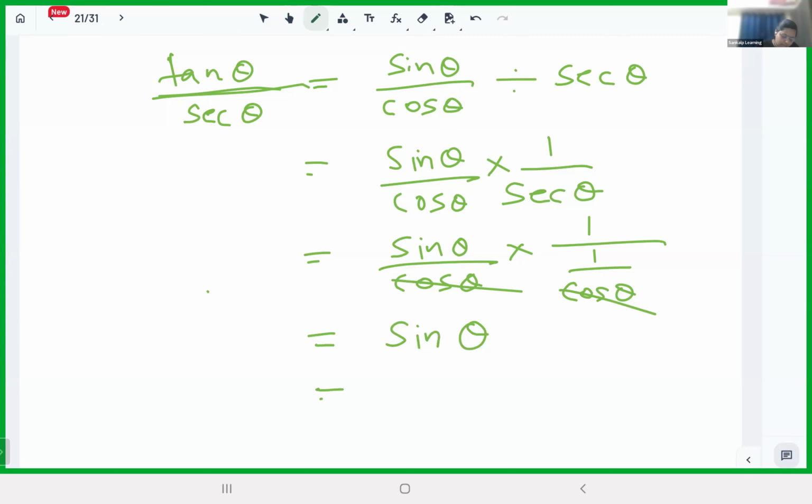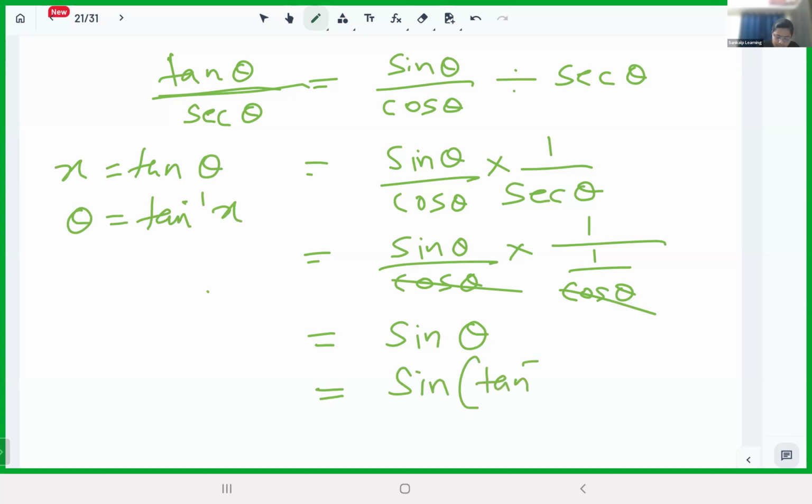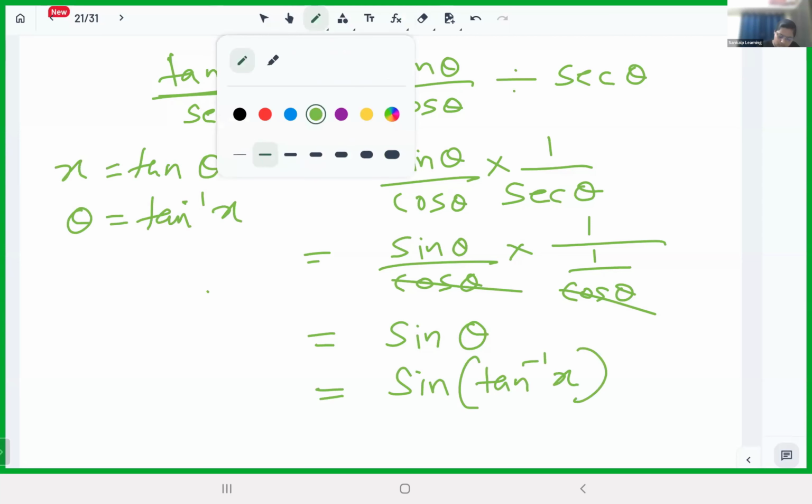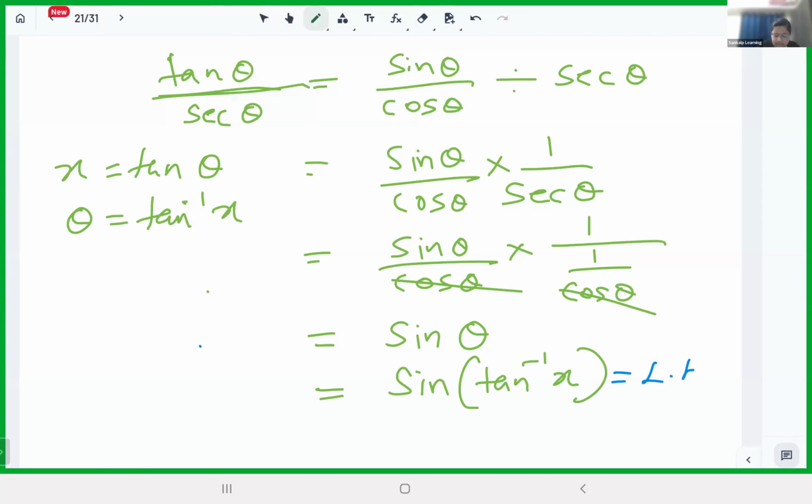And what is this theta? We started from x is equal to tan theta. So we know theta is equal to tan inverse x. So instead of this theta, I can put tan inverse x. Sine of tan inverse x. This was our LHS, left hand side. We started from RHS and got LHS. So hence the proof. All right. So we have proved that question also.